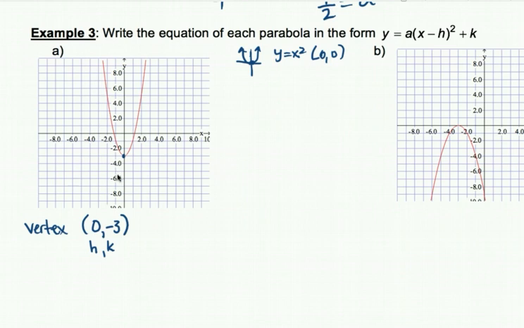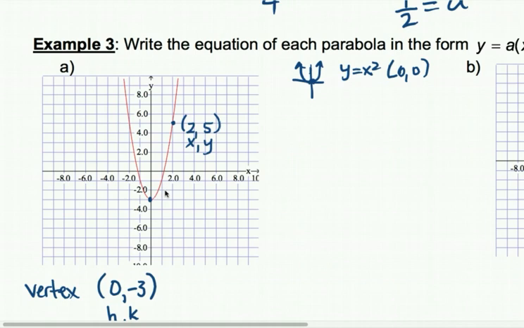there's lots of different ways you can approach this. So you know that you could find A if you found another nice point. Like here's a nice point here. So that's like 2, 5. So this is like an XY point. So you can plug it in and solve for A. I just zoomed in a bit more.